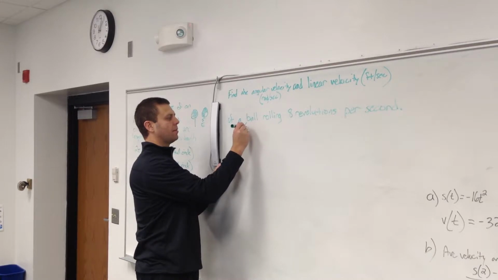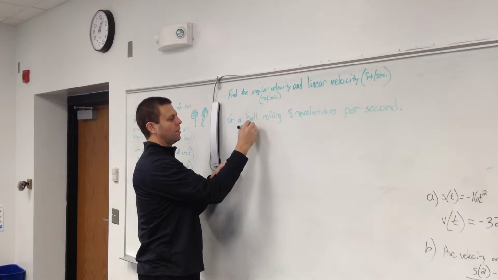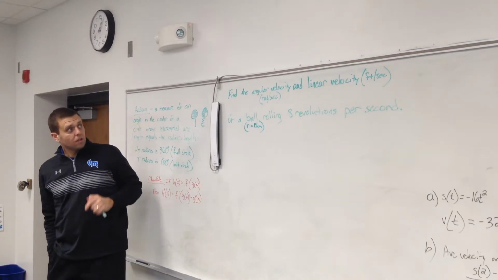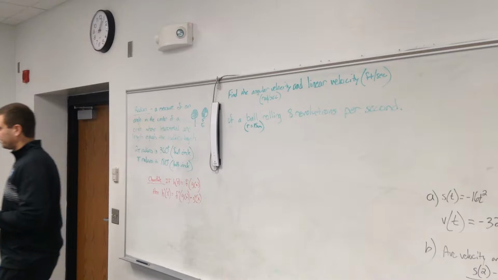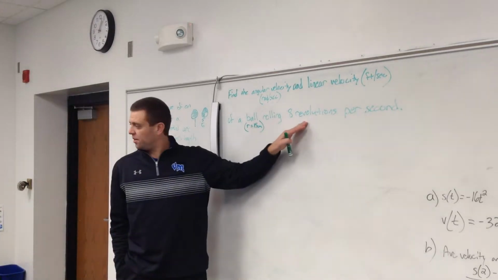Yep, we need the diameter. I'll just say the radius is, if we make it a basketball, about 15 centimeters. All right? So I want to know the angular velocity and the linear velocity. Well, here's all we got to do.